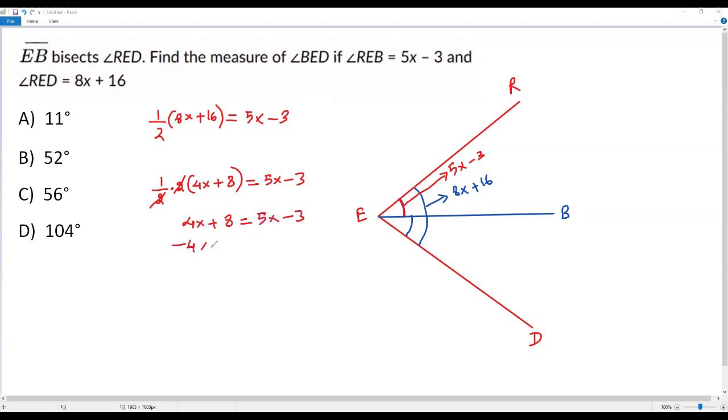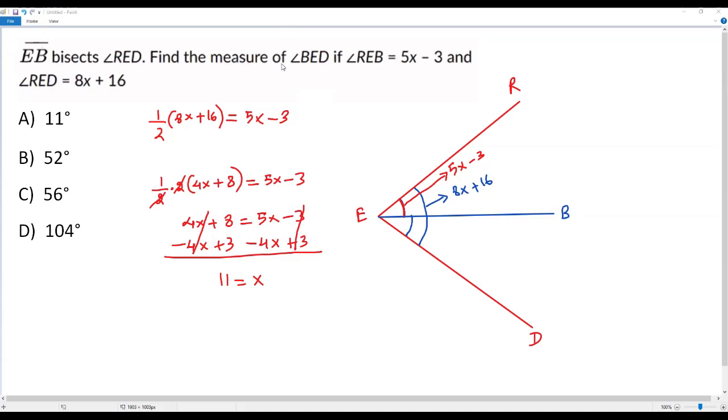Now let me subtract 4x from both sides and also add 3 to both sides. When I do so, the -3 and +3 cancel out, and +4x and -4x cancel out. When I combine 8 and 3, I get 11. On the right side, when I combine 5x and -4x, I just get x. Now I have the value of x.